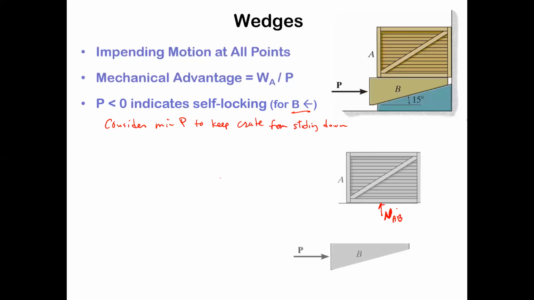The impending motion, it's actually easier to figure these things out at the wedge. If we're trying to find the minimum P to keep the crate from sliding down, which direction for that wedge is impending motion? This wedge at B, it's not going to be really down. I guess down, you could sort of call it down. I would sort of call it going this way, right?